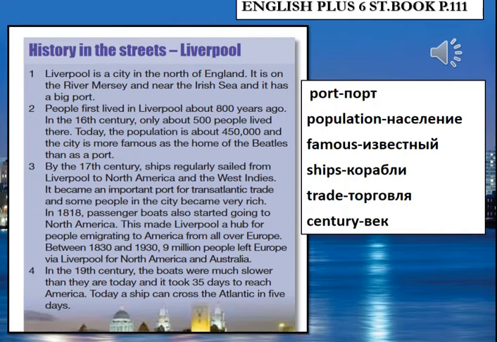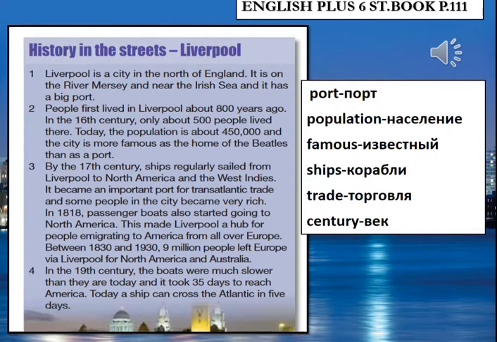By the 17th century, ships regularly sailed from Liverpool to North America and the West Indies. It became an important port for transatlantic trade and some people in the city became very rich. In 1818, passenger boats also started going to North America.